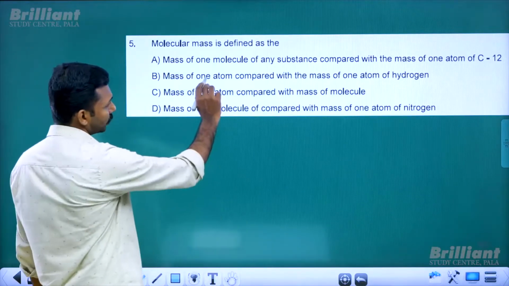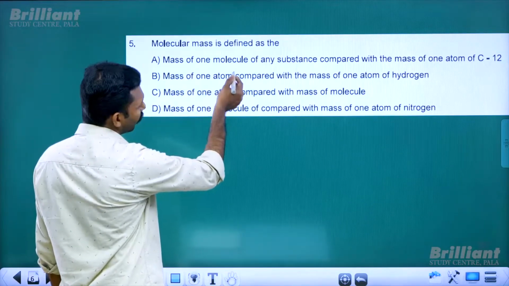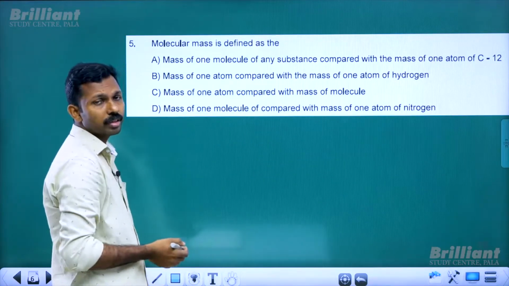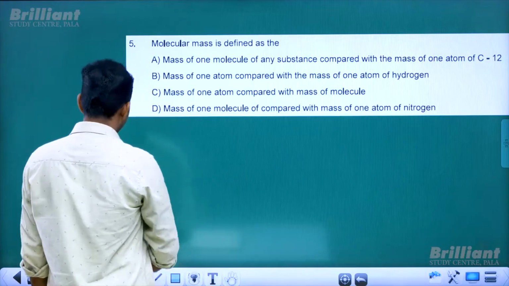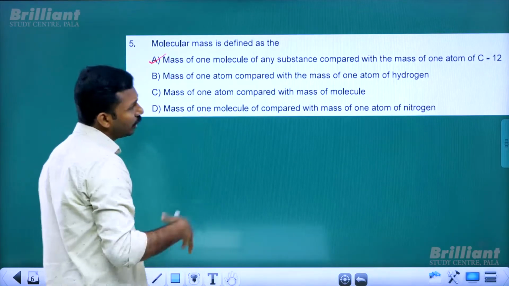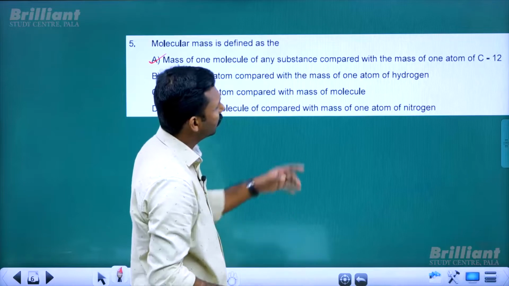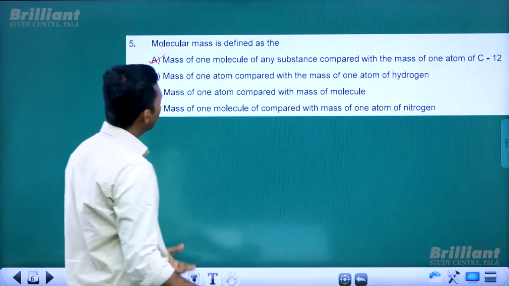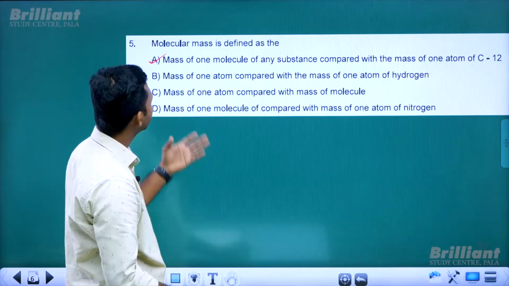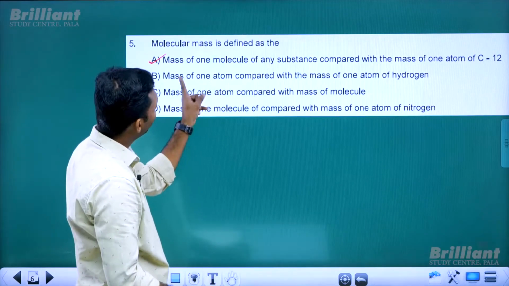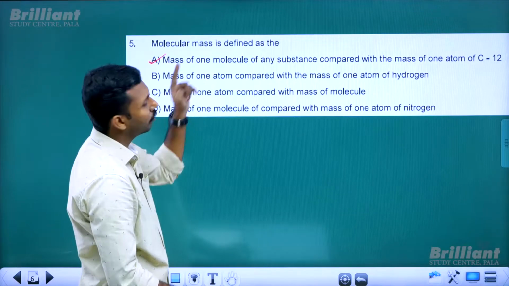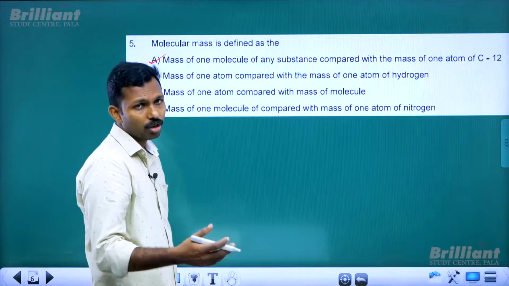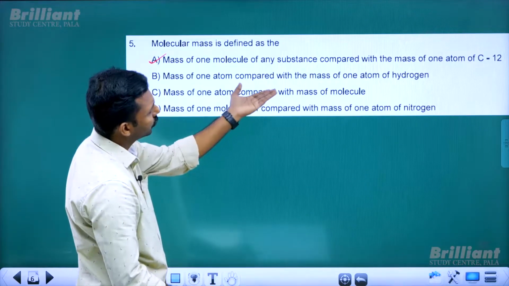In the first option they are saying the mass of one molecule of any substance compared with the mass of one atom of carbon 12. That is actually not completely correct. But as it is given as carbon 12, we can choose it, because in the remaining options we can see other elements. Mass of one atom: they are asking about molecular mass, but here it is given as mass of one atom. That is atomic mass, we know, as compared to the mass of one atom of hydrogen.